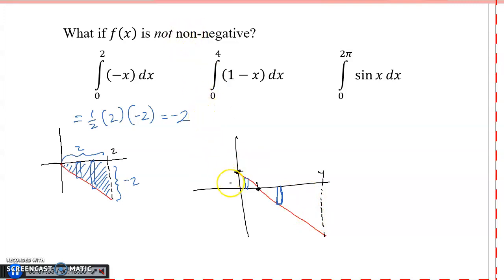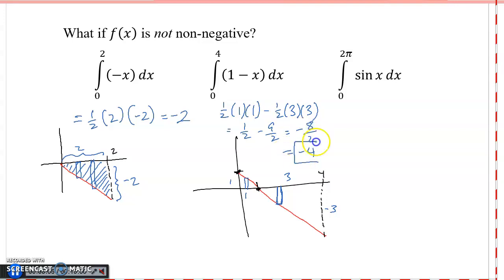So here is a triangle whose base and height are both 1, so that's 1/2 base times height. And here is a triangle whose base and height are both 3, but this is a -3 because we're going down, so I'll do minus 1/2 times 3 times 3. Okay? And that's a positive area for the first one because it's above the x-axis, and a negative area for the second one because it's below the x-axis. So we have 1/2 minus 9/2, or -8/2, which is -4.